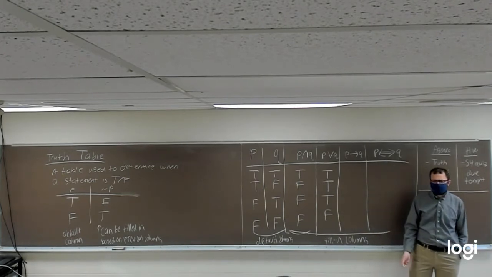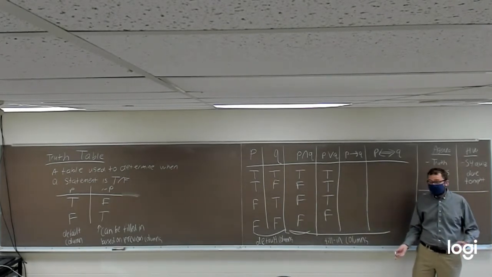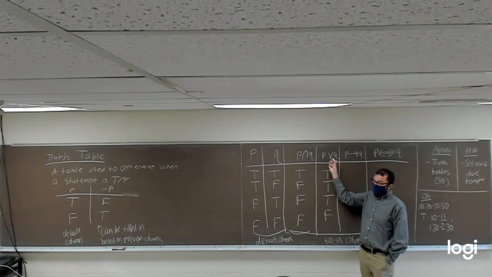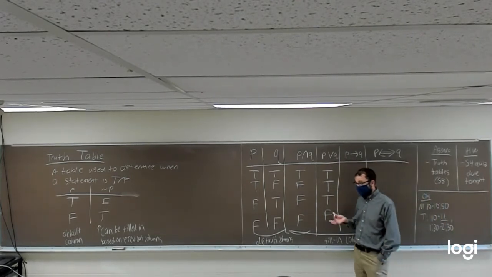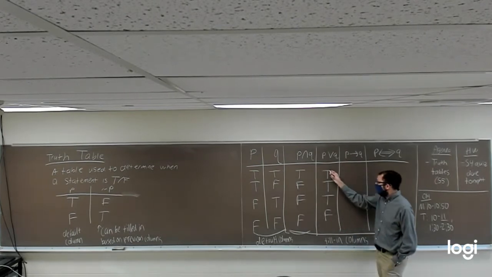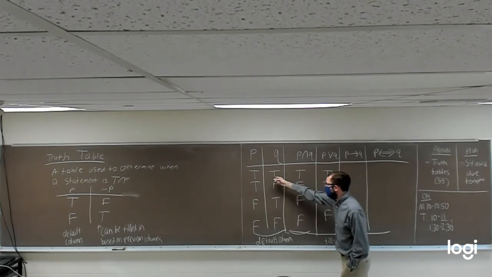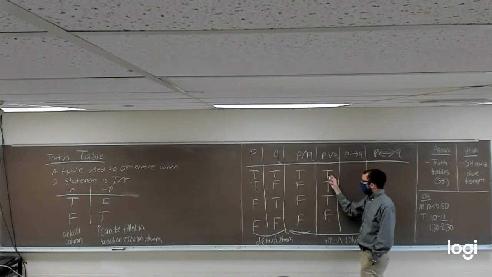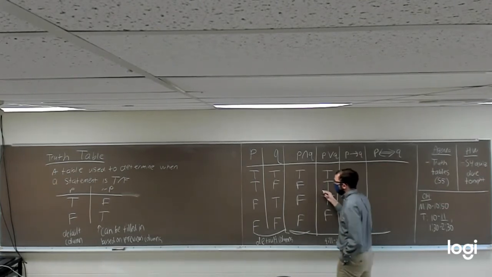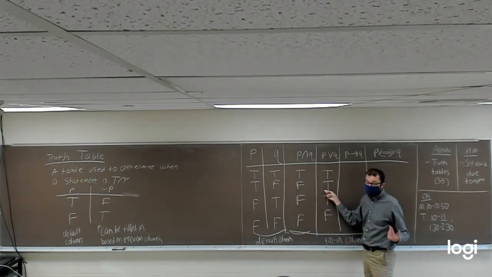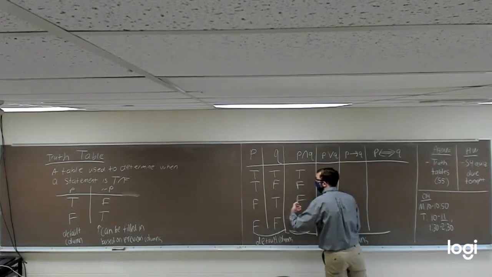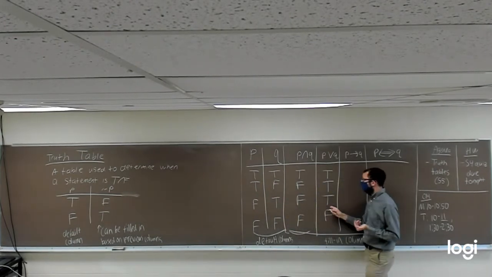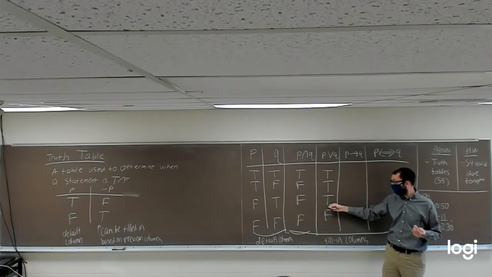What do you all think? Yeah, I like it. Corresponding to the fact that P or Q is going to be true if at least one of the two individual statements is true. In the first row, both P and Q are true, so that would make P or Q true. In the second row, exactly one of the two statements is true, so the or statement is true. In the third row, exactly one of the two original statements is true, so P or Q is going to be true.